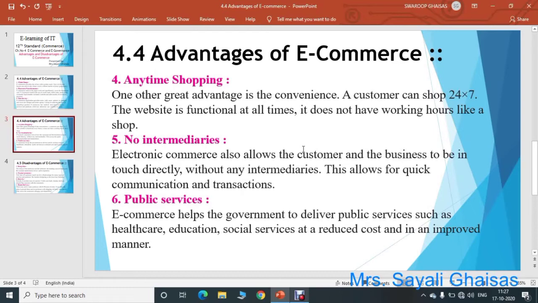The website is functional at all times. It does not have working hours like a shop. So the website is functional at all times. Anytime the user can place an order. So that is another advantage of e-commerce.